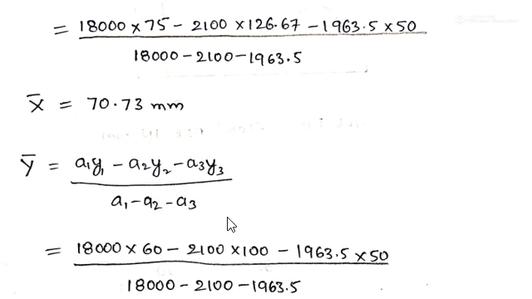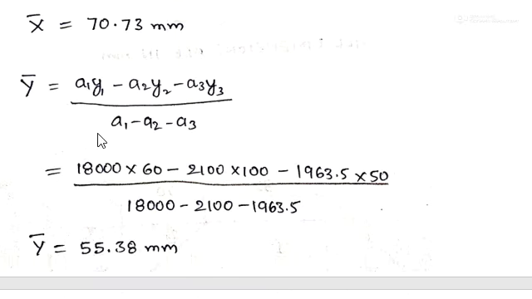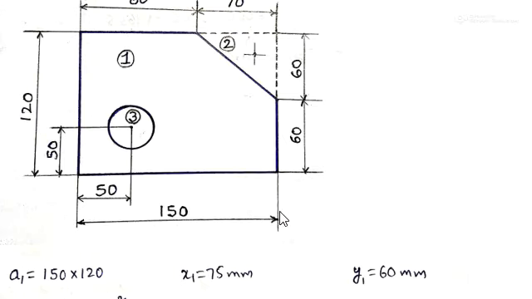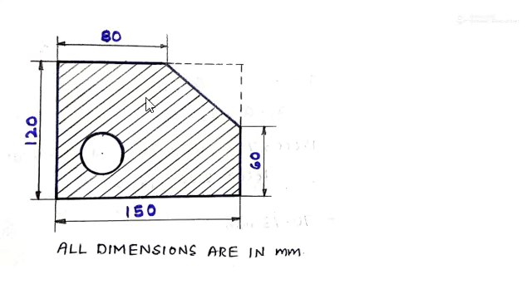70.73 mm. In the same way, the y bar formula is a1 y1 minus a2 y2 minus a3 y3 by a1 minus a2 minus a3. If you substitute the areas and y values here and simplify, we are getting the y bar value as 55.38 mm. So this is the way to find the centroid of this remaining portion.